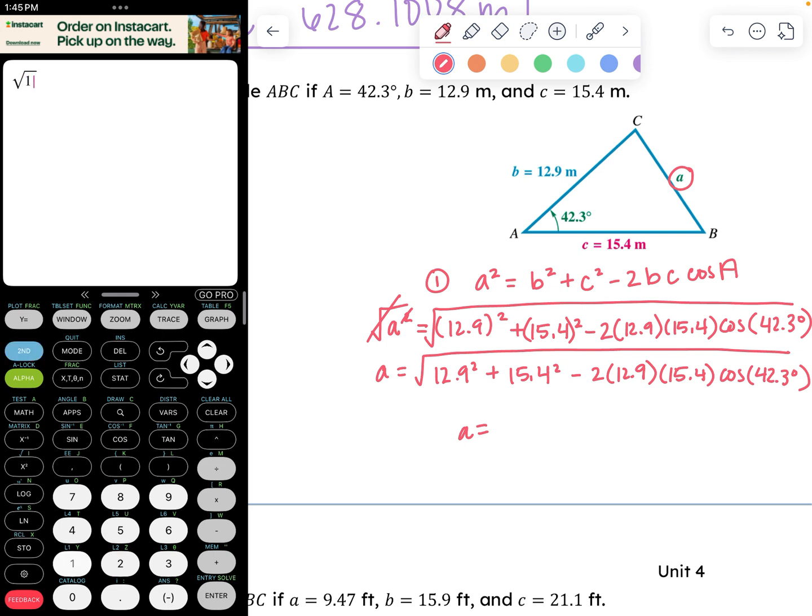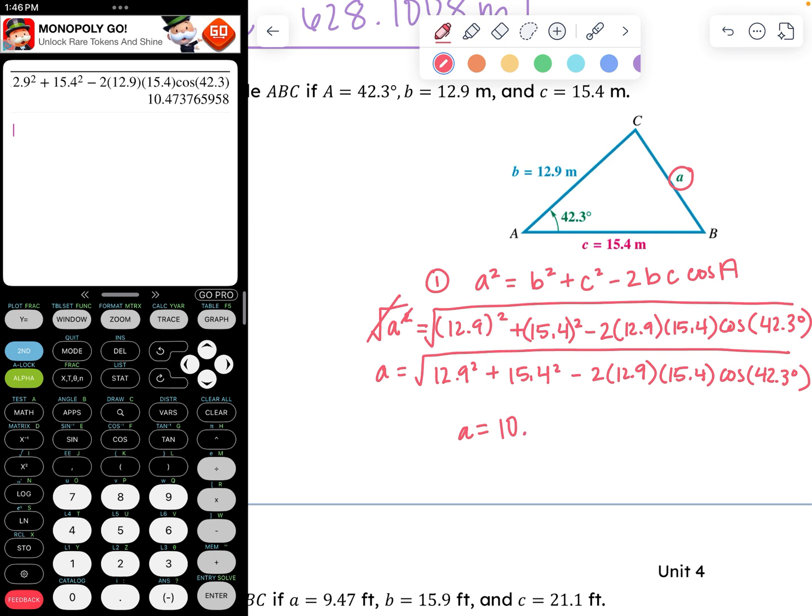Square root of 12.9 squared plus 15.4 squared minus 2 times 12.9 times 15.4 times the cosine of 42.3. There we go. Okay, like I just said, be better than me. Be really, really careful when you're plugging stuff into the calculator. I'm trying to do it quick so you don't have to sit here and stare at my calculator while you're watching the video.